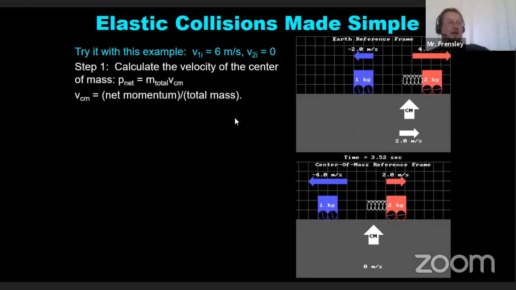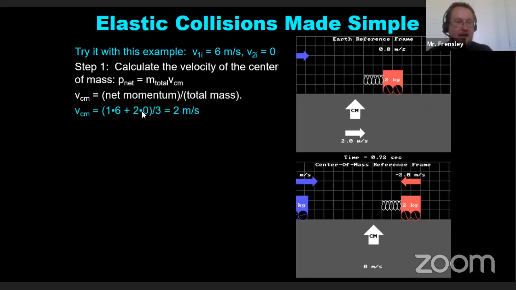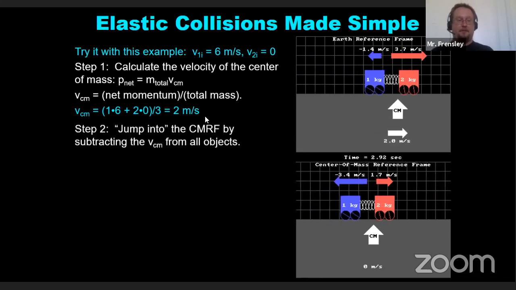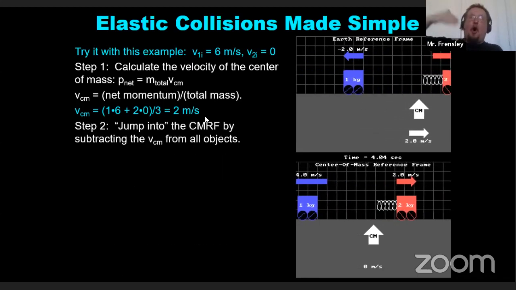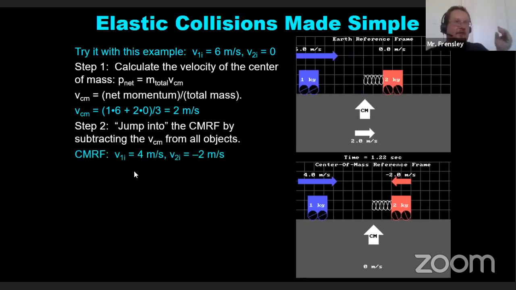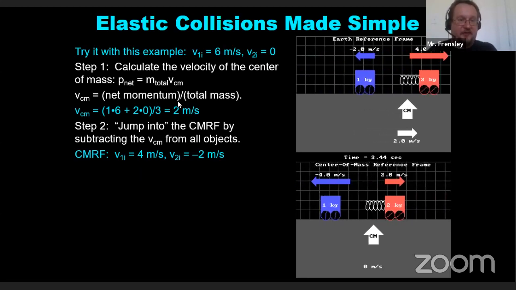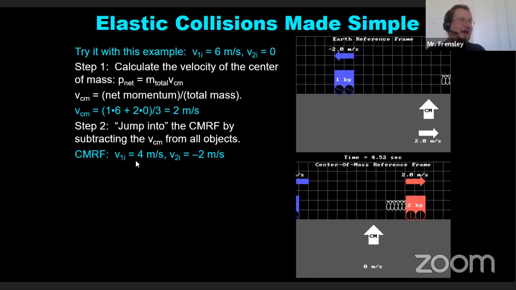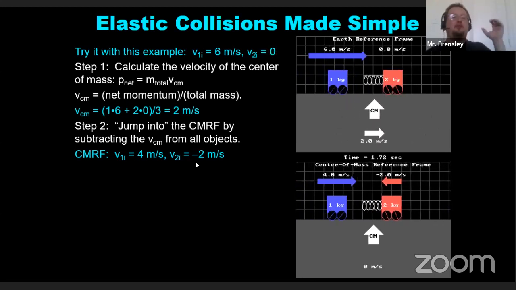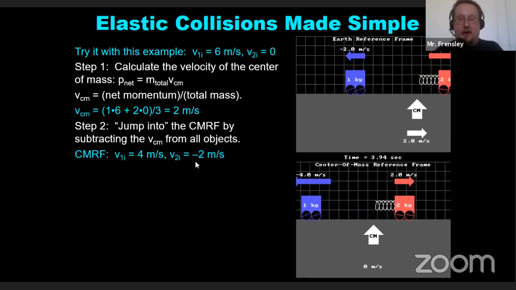So how do we get the V of the center of mass? We're going to take the net momentum, mv of the blue plus mv of the red is 6, over total mass is 3, that's 2 meters per second. Then we're going to jump off the Earth and into the center of mass's reference frame by subtracting the V of the center of mass from everybody. The V of the center of mass is +2, so subtract 2 from 6. And the blue in the center mass reference frame goes 4, right. Subtract 2 from 0, and the red goes 2 left, -2 meters per second in the center mass reference frame.